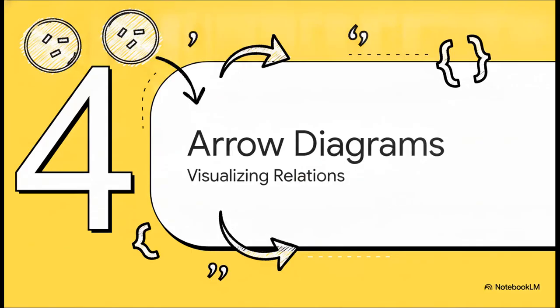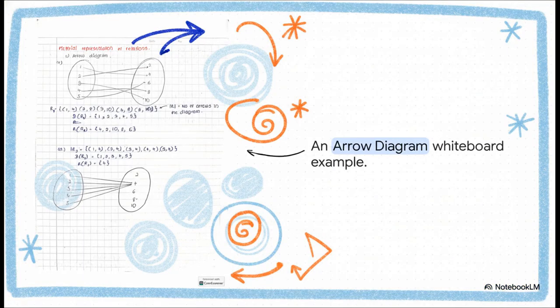All right, Section 4, visualizing with arrow diagrams. I know mathematical notation, all those brackets and commas, can start to feel a bit overwhelming. Sometimes the absolute best way to understand math is to literally just draw it out. Suppose we have 2 finite sets.